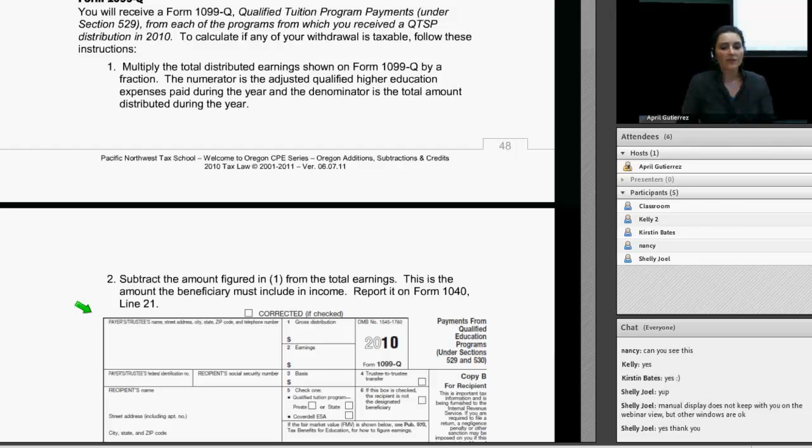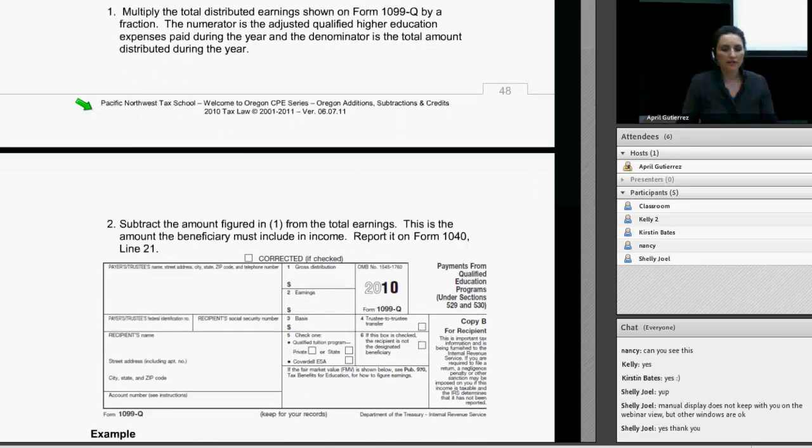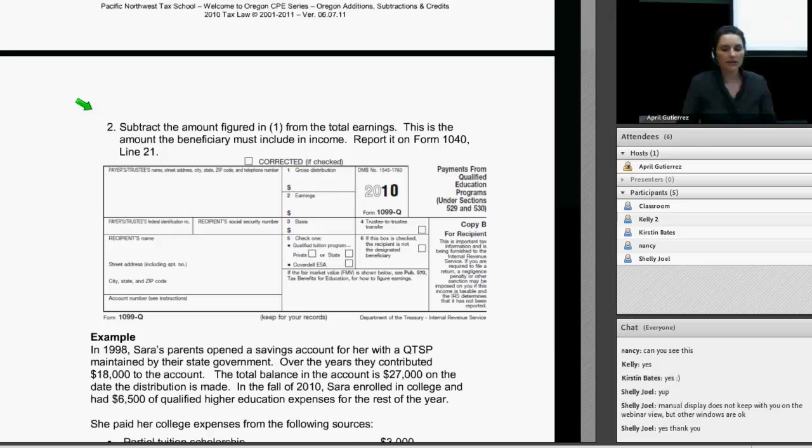To calculate if any of your withdrawal is taxable, follow these steps. 1. Multiply the total distributed earnings shown on the Form 1099-Q by a fraction. The numerator is the adjusted qualified higher education expenses paid during the year, and the denominator is the total amount distributed during the year. 2. Subtract the amount figured in 1 from the total earnings. This is the amount the beneficiary must include in income.